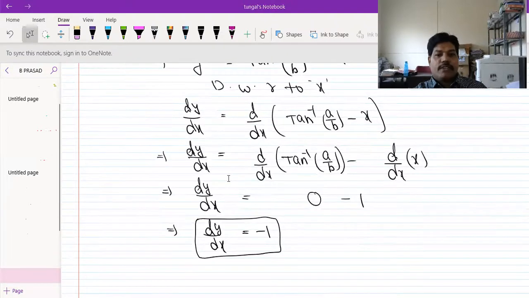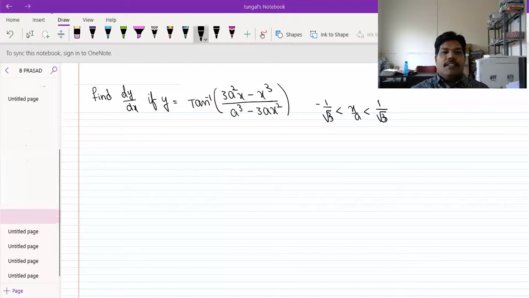So see the question, students. See the next question. Find dy by dx if y is equal to tan inverse of (3a square into x minus x cube) by (a cube minus 3a x square), where minus 1 by root 3 is less than x by a is less than 1 by root 3. See this question, students, how to solve this question, how to calculate the dy by dx value.